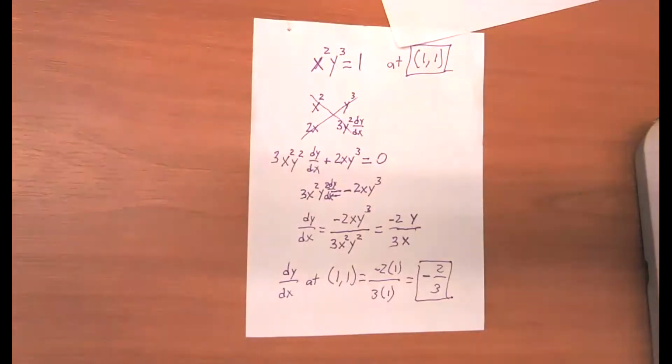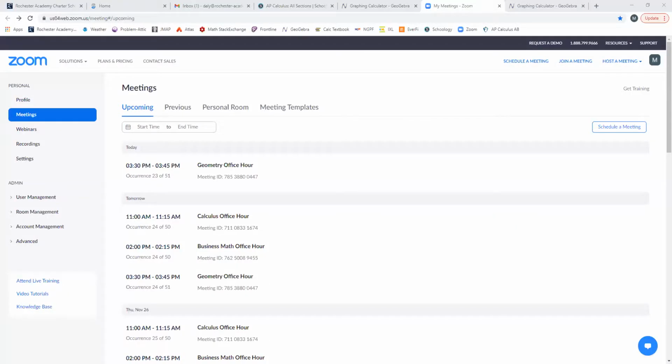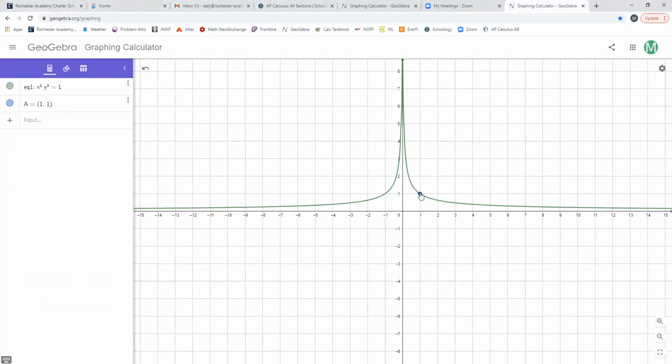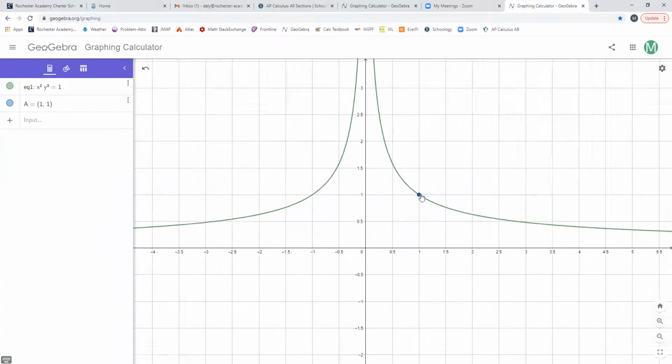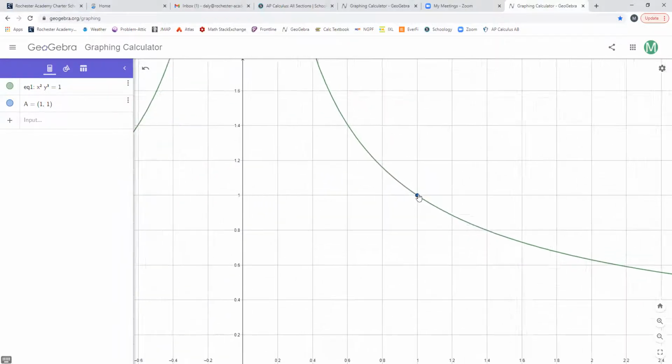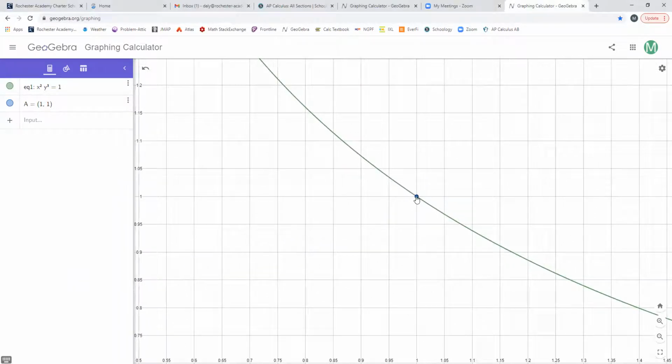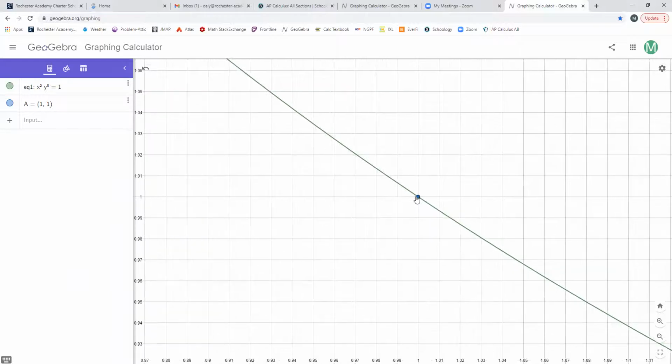All right, let's double check our work. You can't always do this, and when you're in the middle of a test where you don't have access to other tools, you certainly can't do this, but we've got access to GeoGebra. All right, so I'm just going to really quickly jump over here. And so here's our equation, x squared y cubed is equal to 1, and here's the point 1, 1. So let's zoom in really close on this and see if it matches our prediction that this is looking like a function that has a slope of negative 2/3.